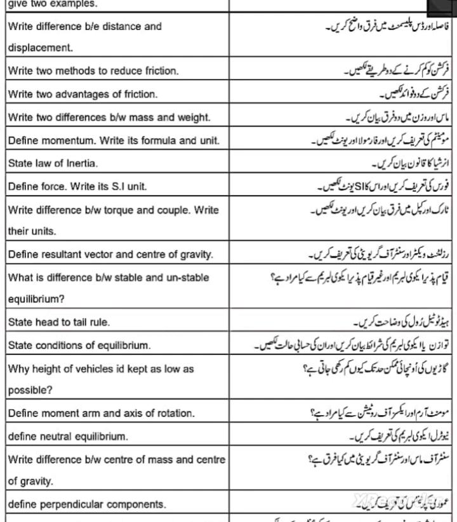Now let's see the next questions. Define rest and motion, define uniform speed and uniform velocity, write the difference between the scalars and the vectors and give 2 examples. Write the difference between the distance and displacement. Write 2 methods to reduce the friction. Write 2 advantages of friction. Write 2 differences between the mass and the weight.